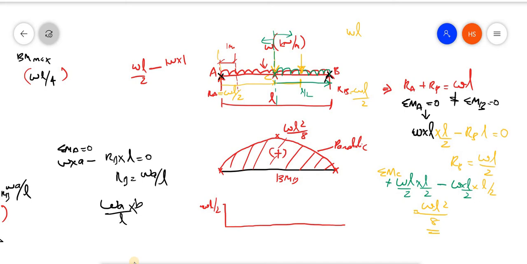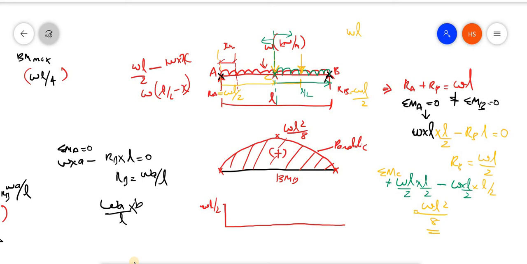At each point the force is changing. Instead of 1, I am taking X meters for generalization. So W into X. Therefore the shear force is W into (L by 2 minus X). That will be the force here, so it will be reducing.